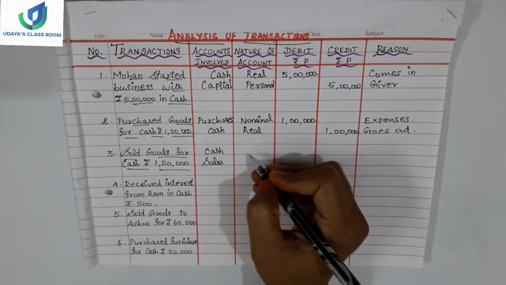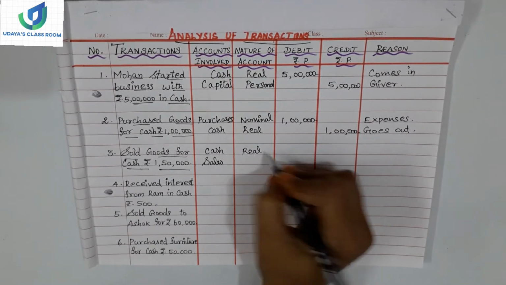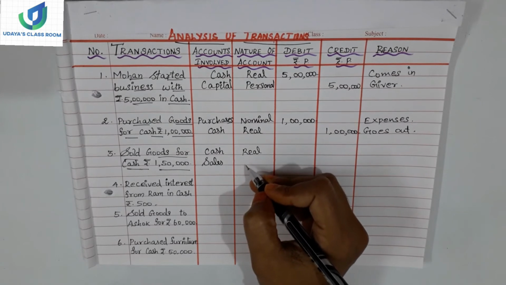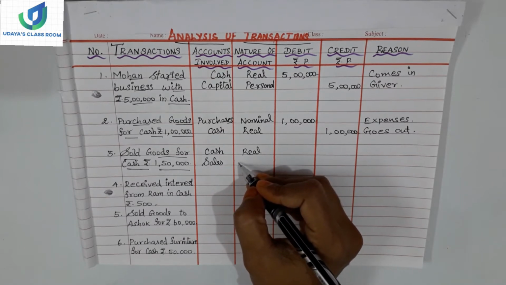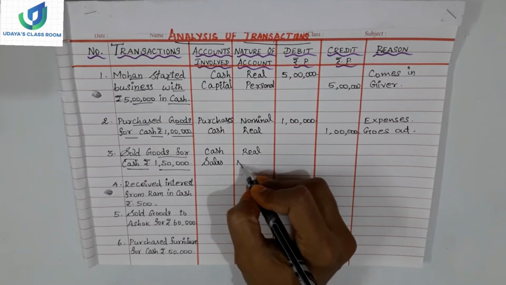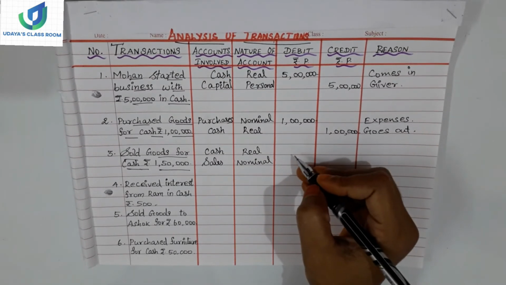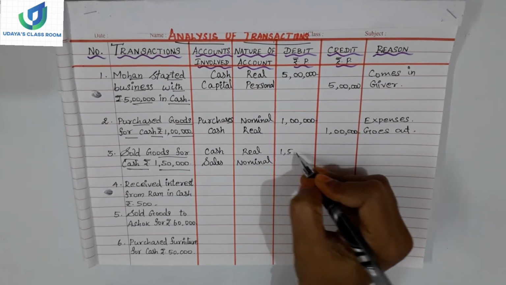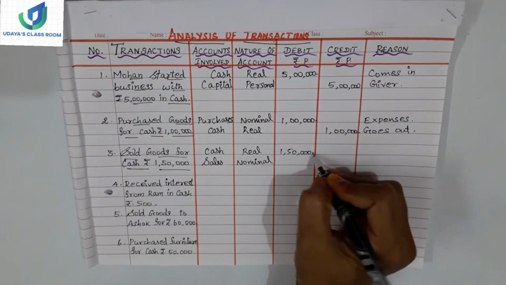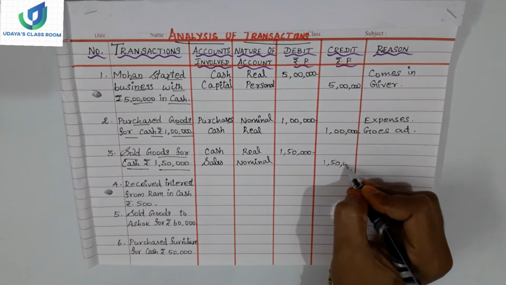Then let's find out the nature of account. Cash is a real account, right? And sales is a nominal account, right? So when we do sales, a nominal account will be involved. Purchases or sales, whatever it is, nominal account. Okay. So how much is the amount? 1,50,000. So 1,50,000 cash we would have received and 1,50,000 sales we have done.